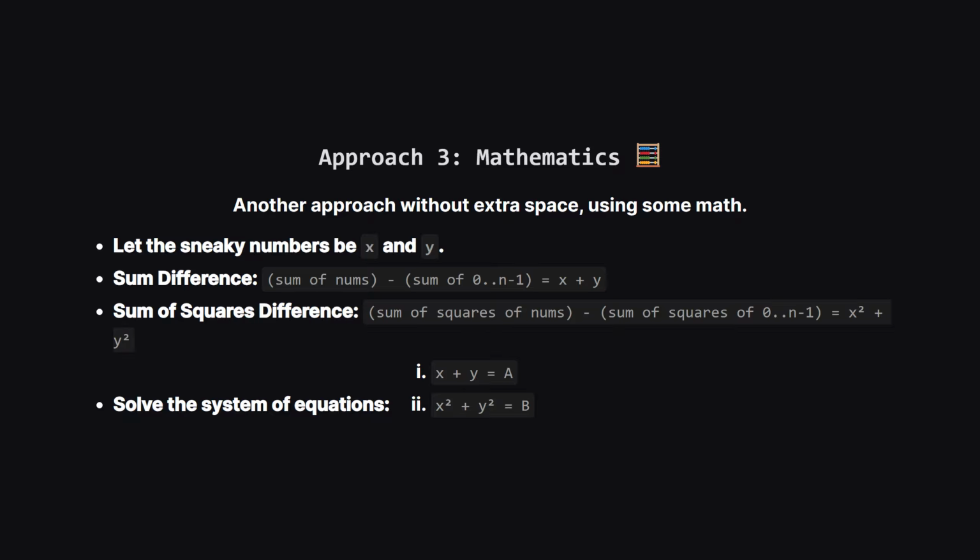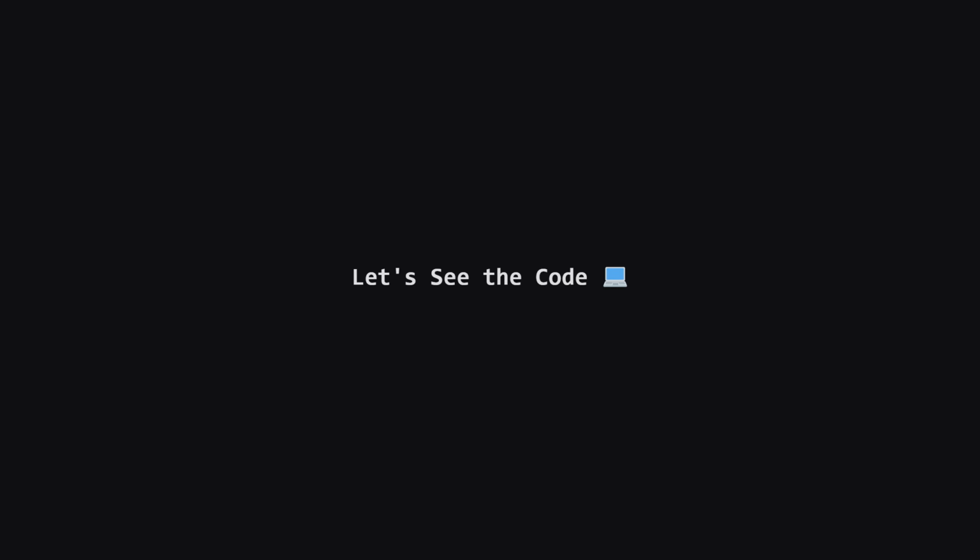We can do the same thing with the sum of the squares of the numbers. The difference will be x squared plus y squared. Now we have a classic system of 2 equations with 2 variables, which we can solve to find x and y. The math might sound a little intimidating, but just like the bitwise solution, the code to implement it is quite straightforward. Let's pull it up.